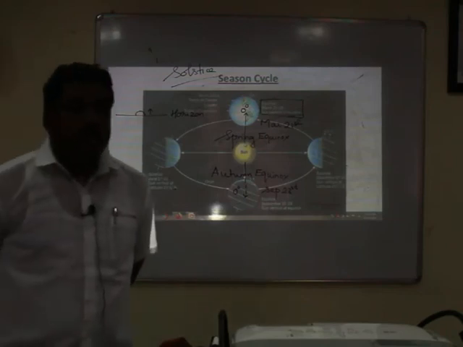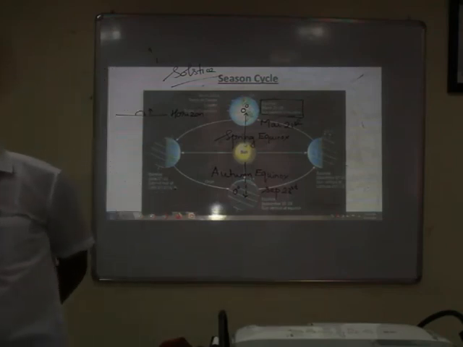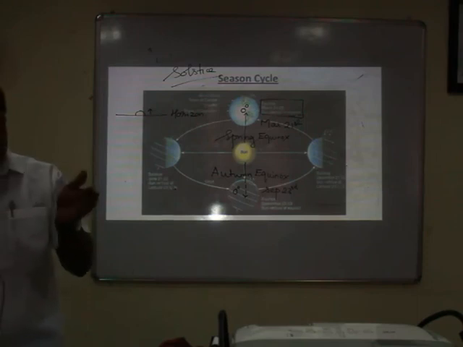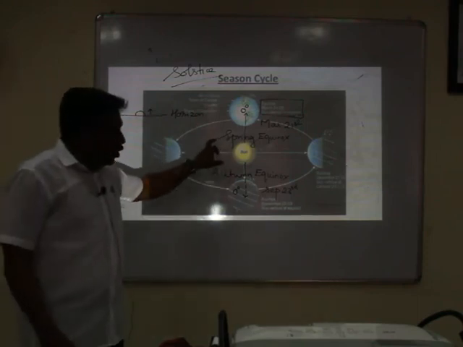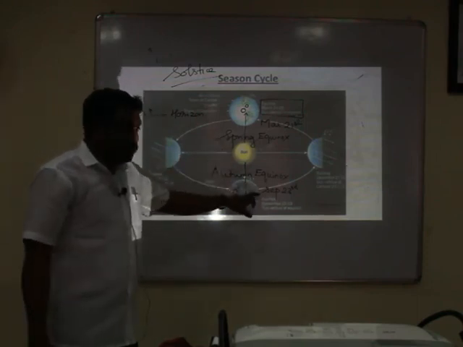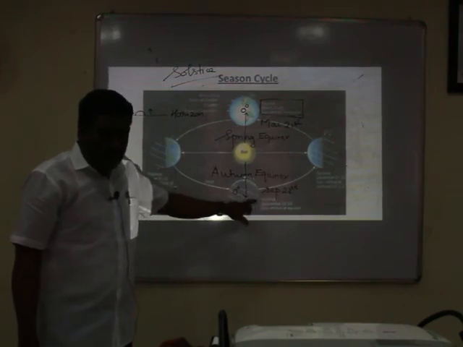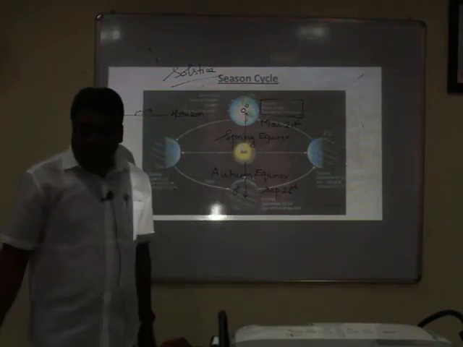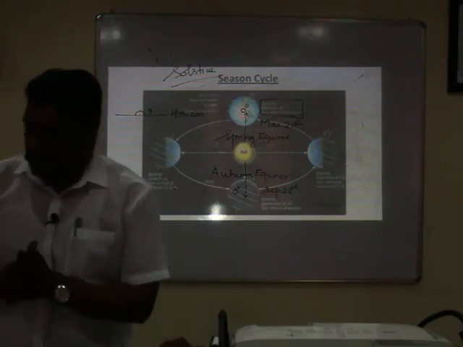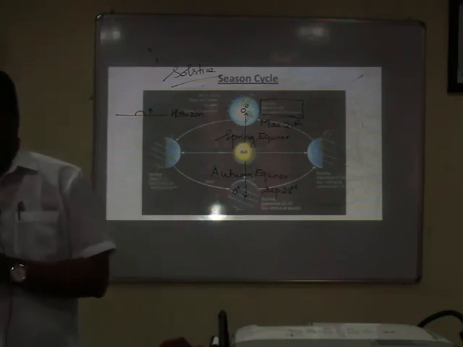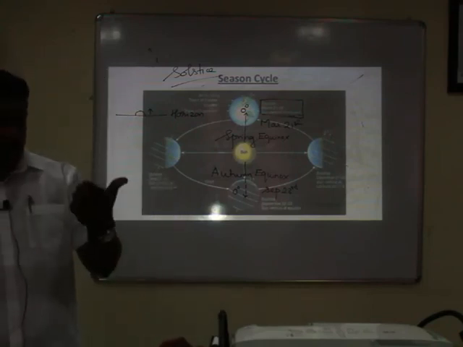So I said it occurs twice a year. That is on March 21st, within bracket you write spring equinox, and September 23rd, within bracket autumn equinox. Okay. Further you can write.